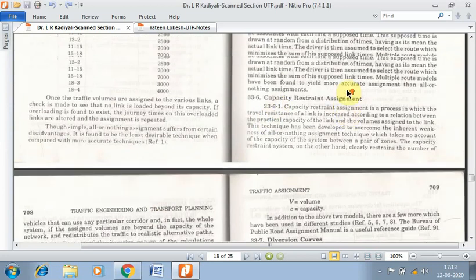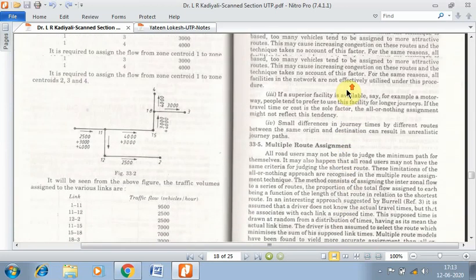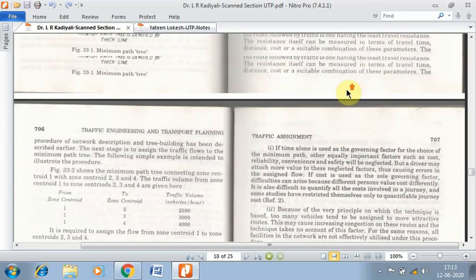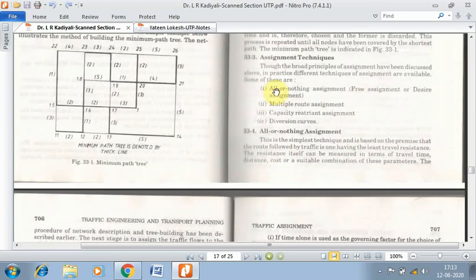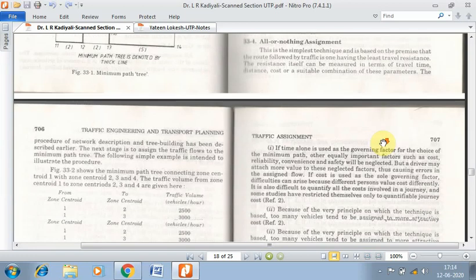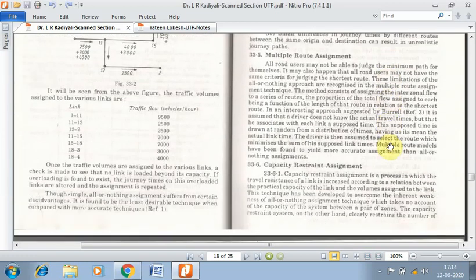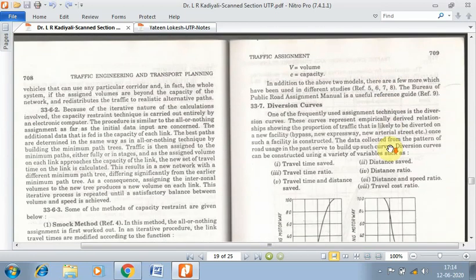Okay, so to have a revision, we have four assignment techniques. The first one was all or nothing assignment technique. The second one was multiple route assignment technique. And then the third one is the capacity restraint technique. As I told you, there are two methods in it. And then the last technique that we have here is the diversion curves, or the technique which uses diversion curves.